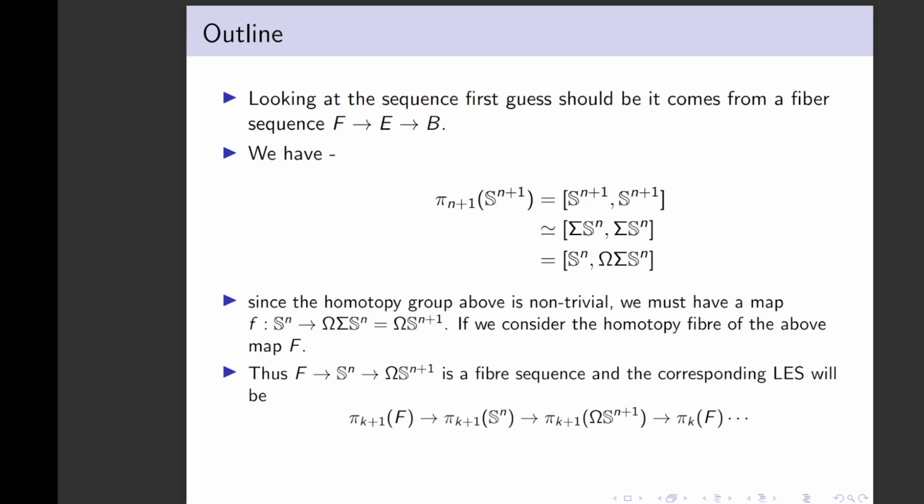Whenever we are given a continuous map, you can construct a homotopy fiber of it. So if F is the corresponding homotopy fiber, this will be our fiber sequence. And if we look at the corresponding long exact sequence in homotopy groups, what we can guess is that this F has to be, I mean, we expect this to be this.